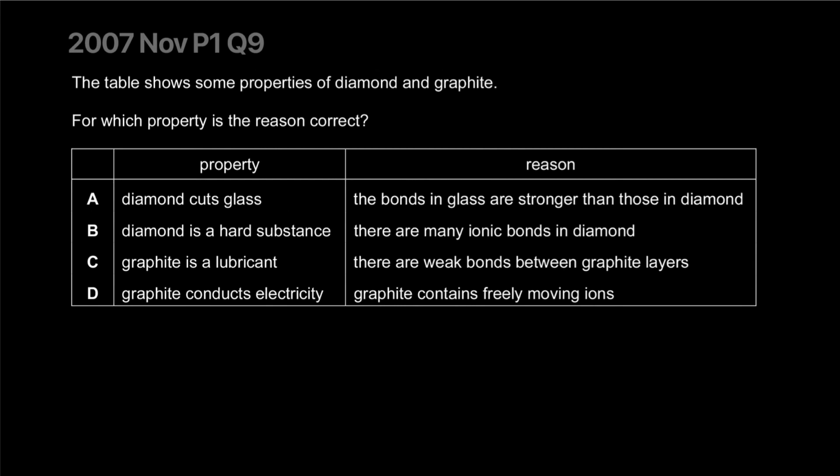The table shows some properties of diamond and graphite. For which property is the reason correct? Diamond cuts glass. The bonds in glass are stronger than those in diamond. I'm not going to dignify that with a response. This is out. Diamond is a hard substance. There are many ionic bonds in diamond. No, they're covalent bonds. Graphite is a lubricant. There are weak bonds between graphite layers.